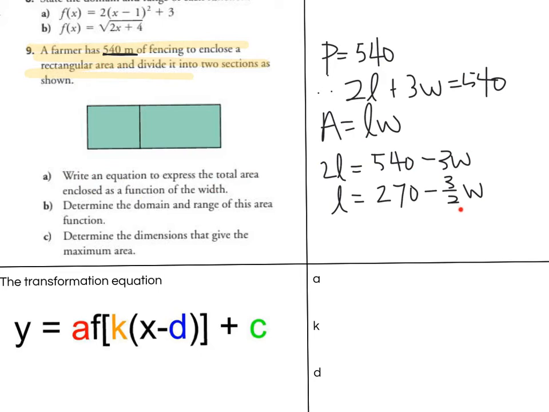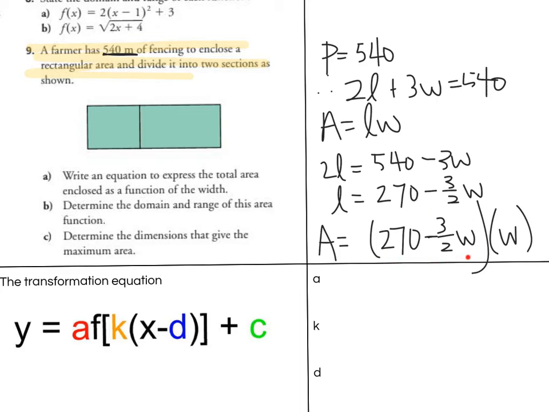Therefore, my area expression would be area equals the length, so now 270 minus 3 halves W, times the width. It says here, express the total area, determine the total range, and we want to actually determine the dimensions that give the maximum area.